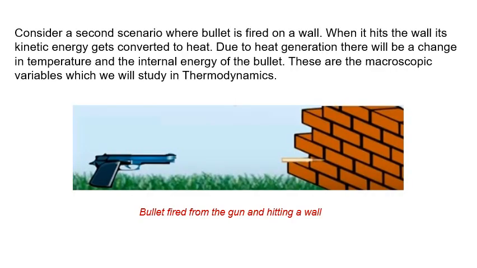Now consider the second scenario where a bullet is fired at a wall. When it hits the wall, its kinetic energy gets converted to heat. And due to heat generation, there will be a change in temperature and the internal energy of the bullet. These are the macroscopic variables which we will study in thermodynamics.